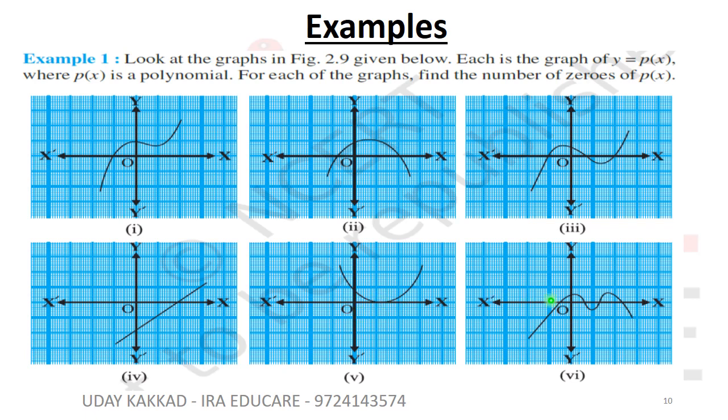Now come to the last one. Here this is the first one, second one, third and fourth. So here 4 points are there. So there are 4 zeros in the sixth example. This is the answer of the example. You can look at the NCERT book and you can verify it.